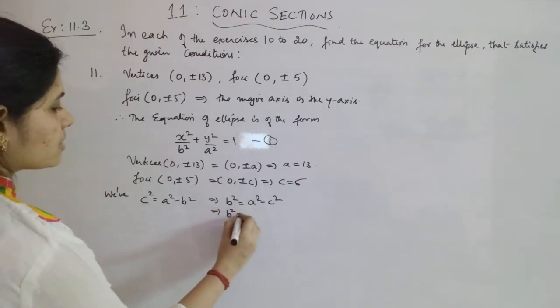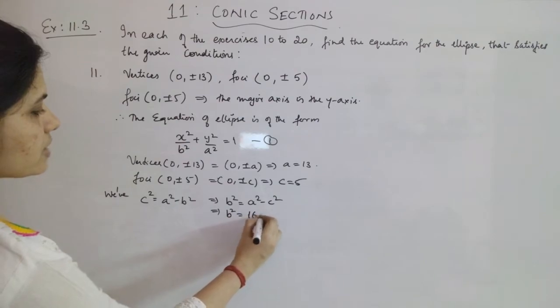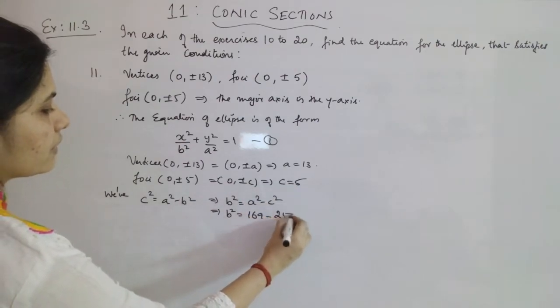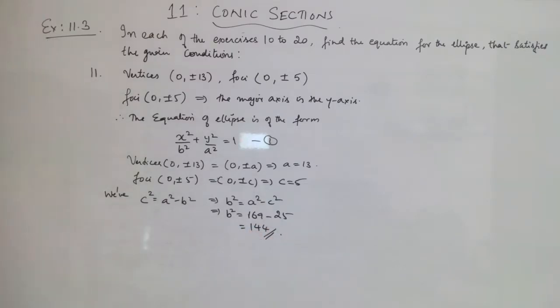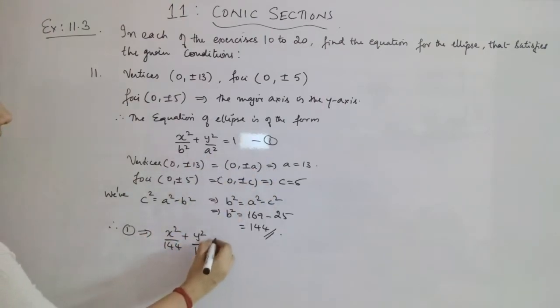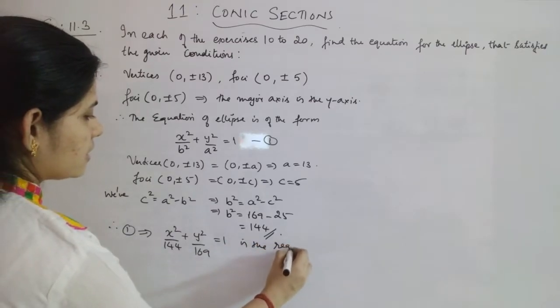That implies b square is, what is a square? A is 13, so a square is 169, minus what is c square? 25. So it is 144. So you are getting b square to be 144. Therefore equation 1 will become x square by b square, whose value is 144, plus y square by a square, which is 169, equal to 1. This is the required equation.